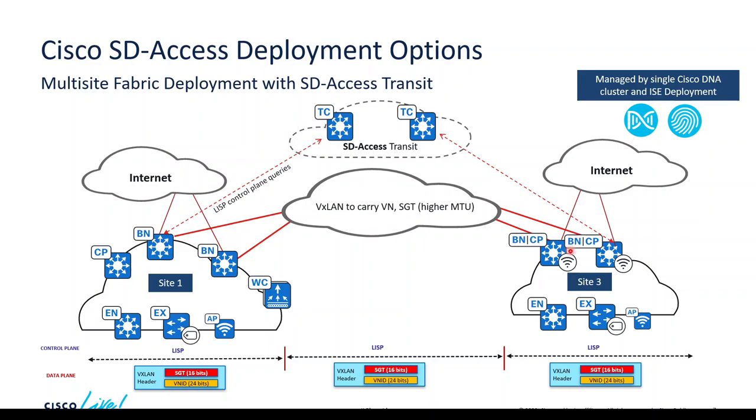As it travels across this cloud, it will be encapsulated with VXLAN on top of that, so you'll be able to carry virtual networks, SGTs, and so on and so forth. So it provides end-to-end segmentation. As you can see, it comes from LISP and VXLAN, and the LISP and VXLAN remains within that one network.